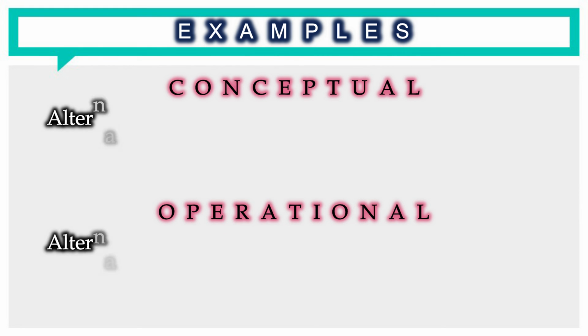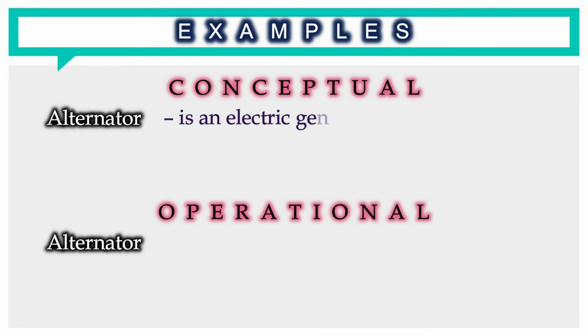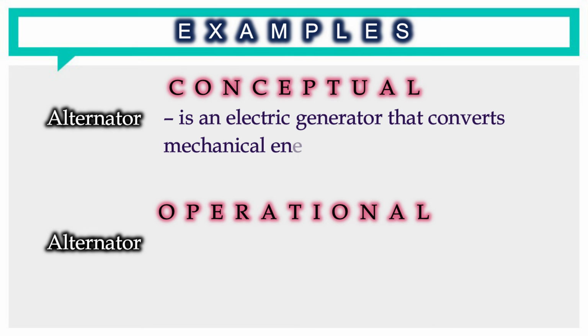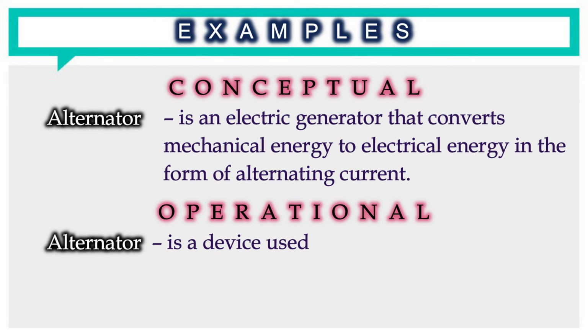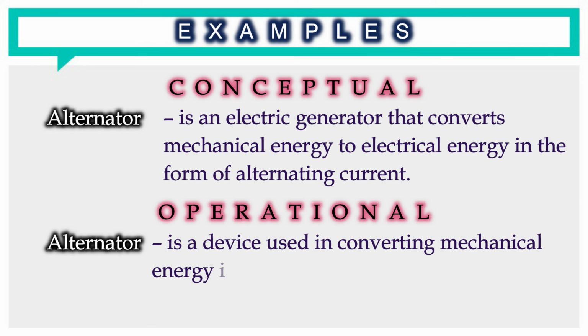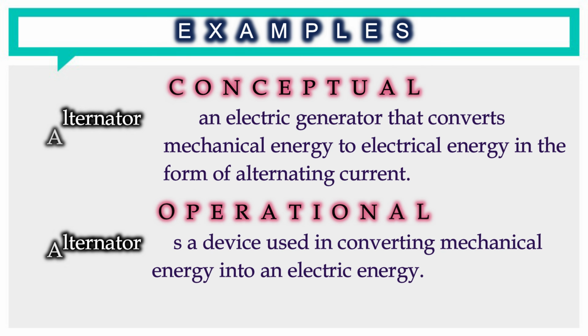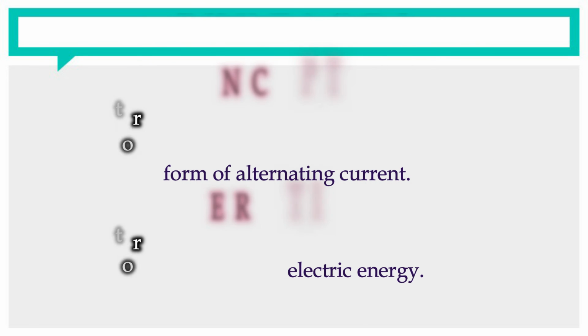Our example is alternator. In conceptual definition, it is defined as an electric generator that converts mechanical energy to electrical energy in the form of alternating current. While in operational definition, it is defined as a device used in converting mechanical energy into electric energy. So, the conceptual definition tells us what the concept means, while an operational definition only tells us by which it could be observed and measured.